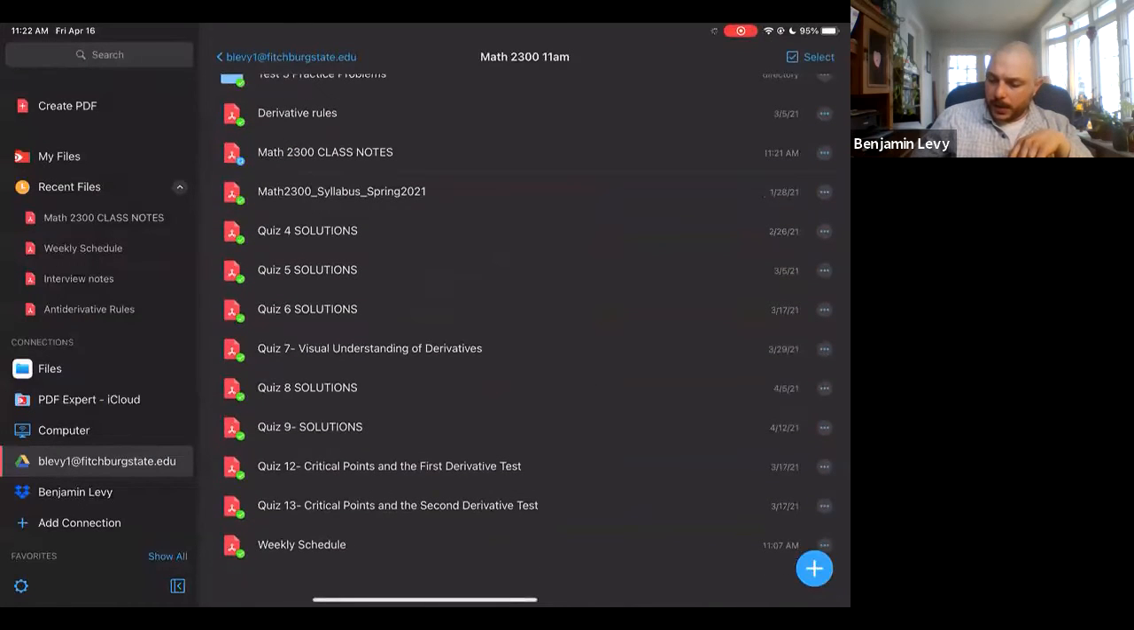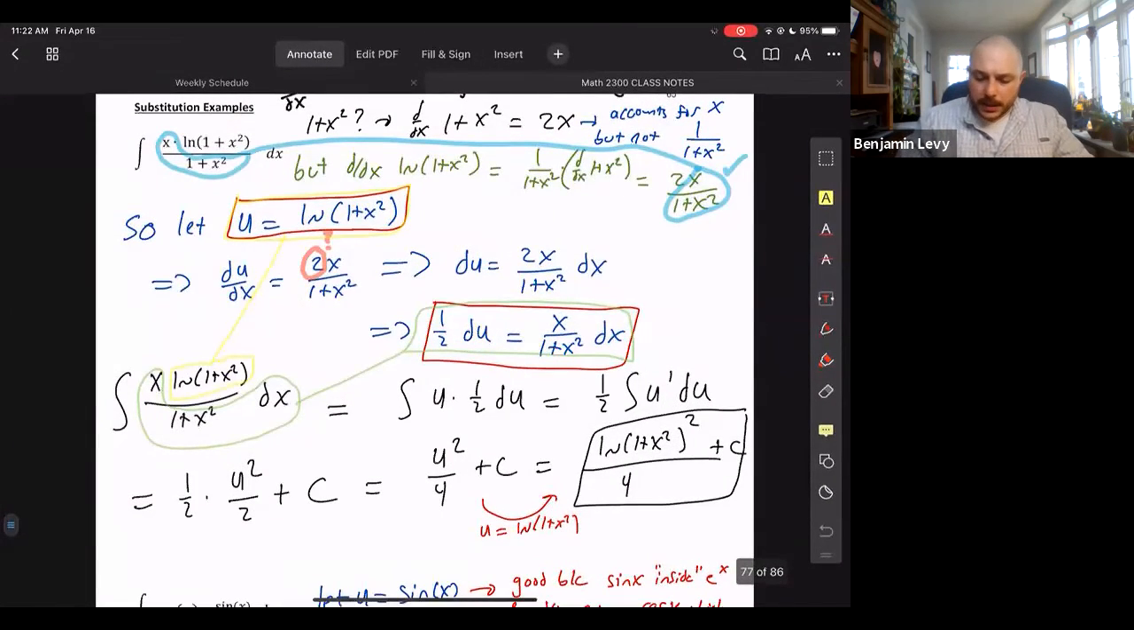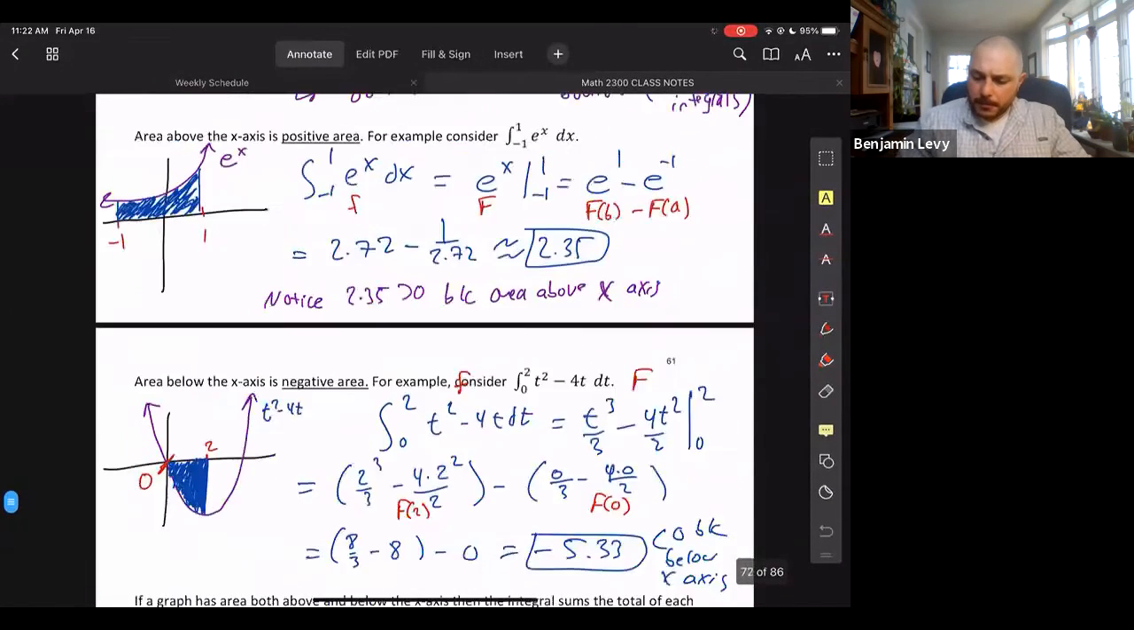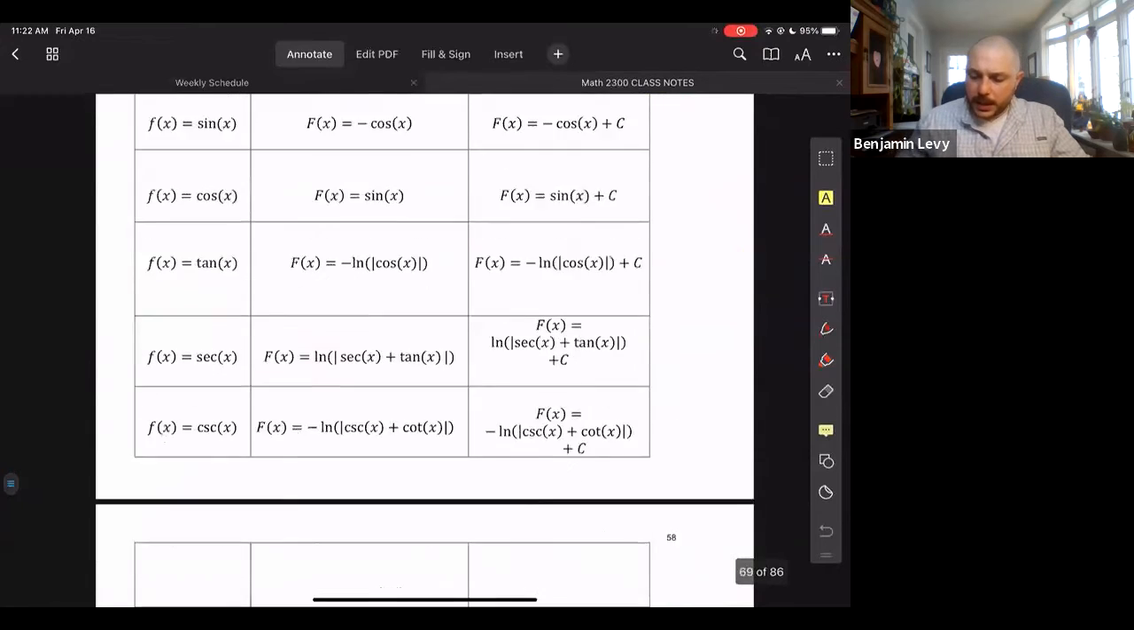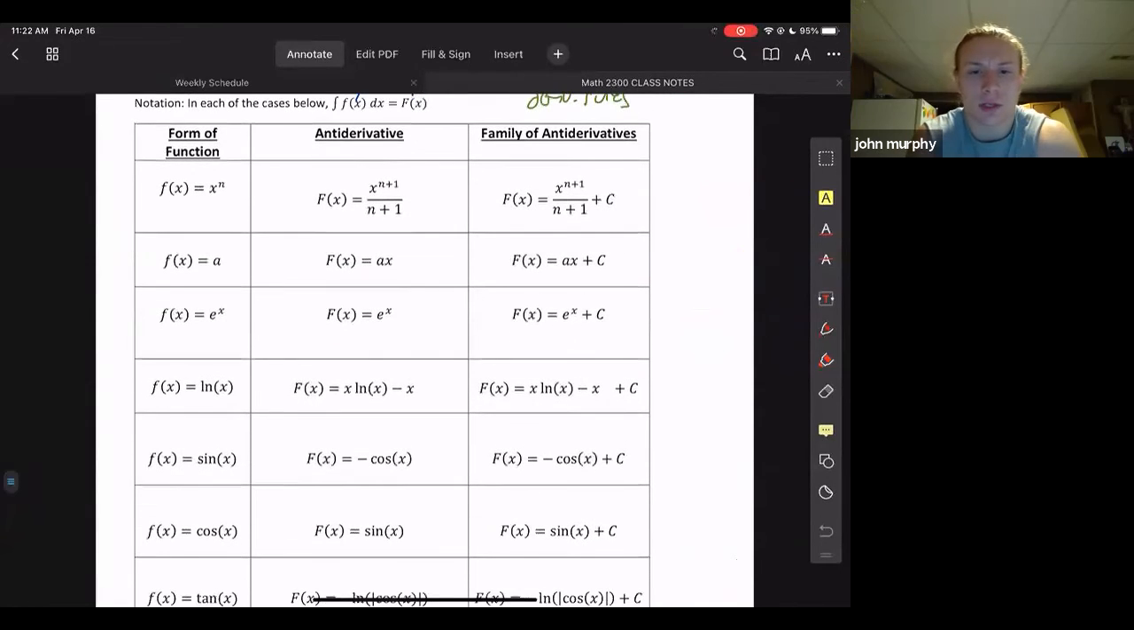Because if we look at the antiderivative rules, which I keep forgetting are part of the notes, I always close it. In another class I teach, I keep them separate. When we look at these antiderivative rules, the problem we looked at just now doesn't fit into any of these rules. Okay. All right. Cool. Thank you.